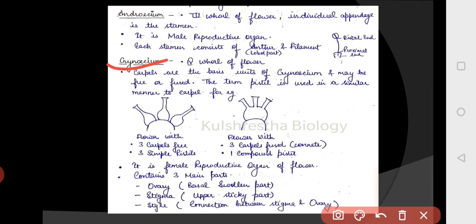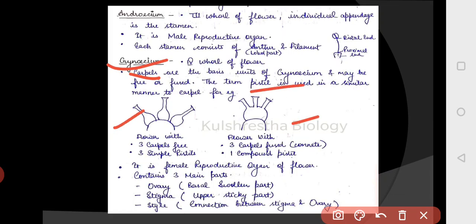Gynoecium is the fourth whorl of the flower. Calyx first, corolla second, androecium third, gynoecium fourth. Its individual unit is called a carpel. In some cases you have heard the term pistil also. Somewhere you have heard carpel, somewhere gynoecium. Gynoecium is the female part whose individual unit is the carpel. Now in some cases it is also called pistil. Now what is the difference?